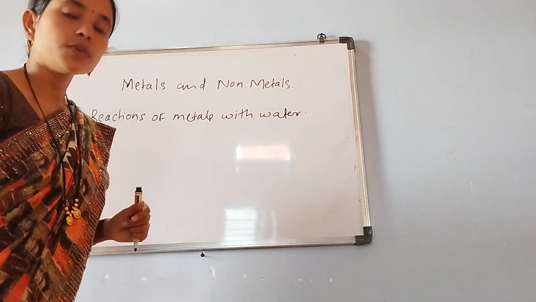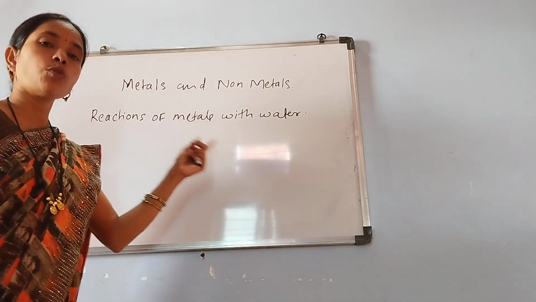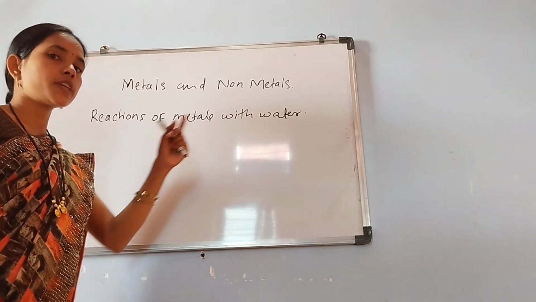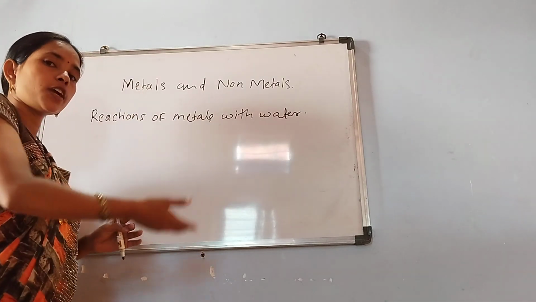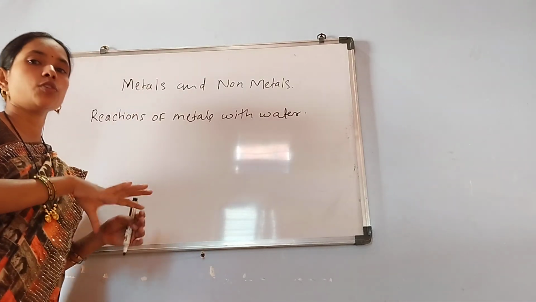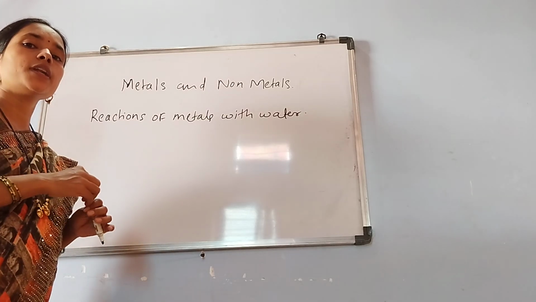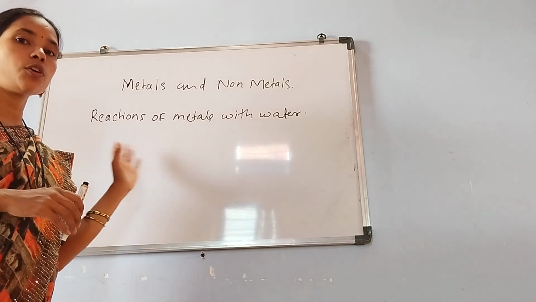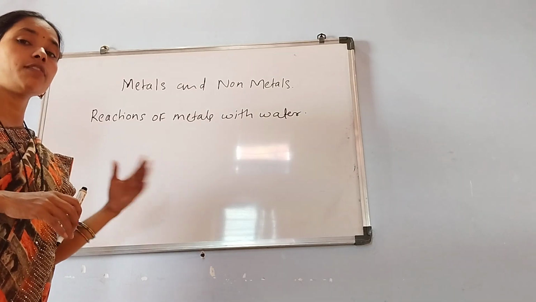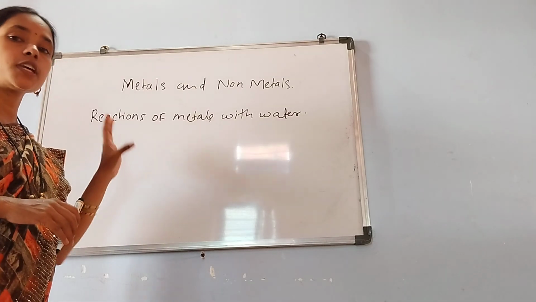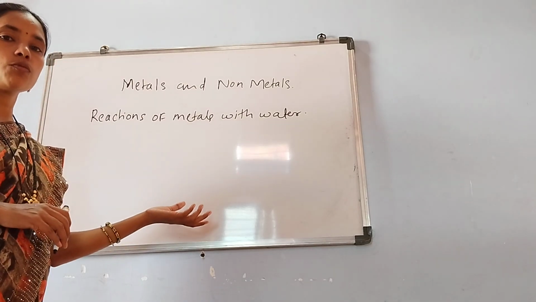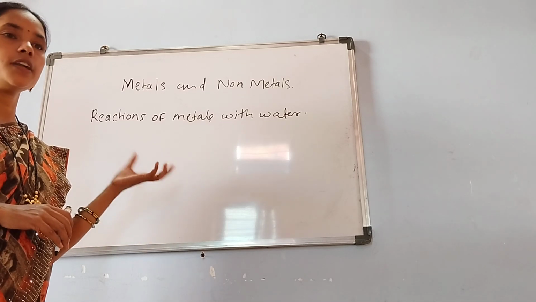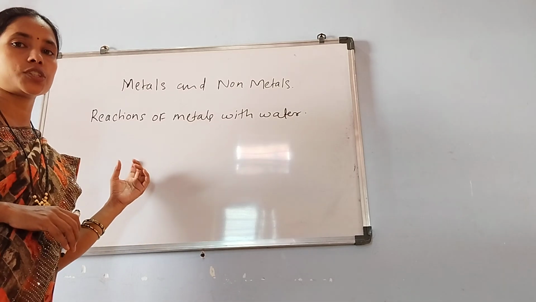First, if metals react with water, they form metal oxide plus hydrogen gas. Again, that metal oxide dissolves in water and can form a metal hydroxide and H2 gas. Sodium and potassium react with water very violently, so we keep them in kerosene oil, not in water, because the reaction is very violent and exothermic.